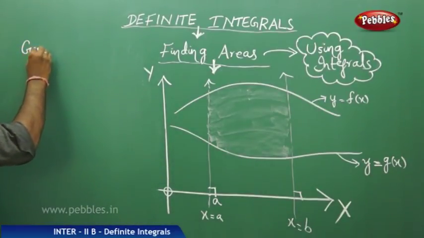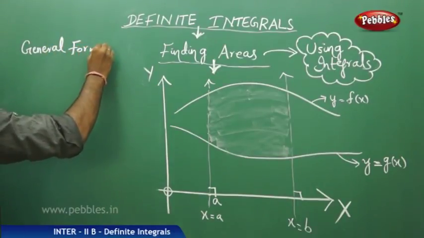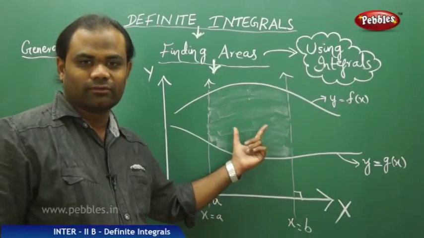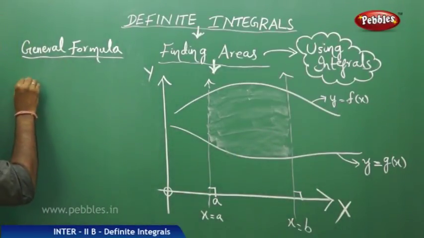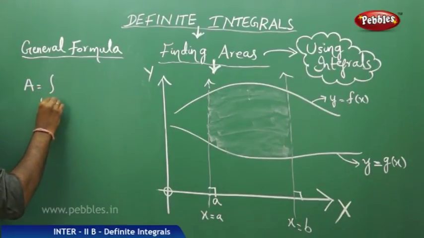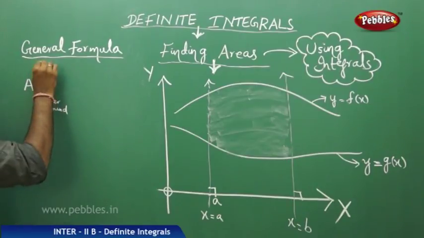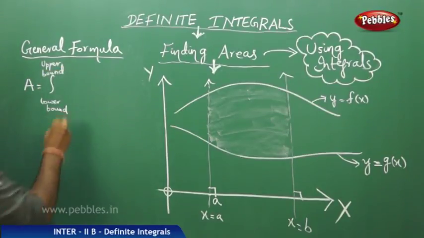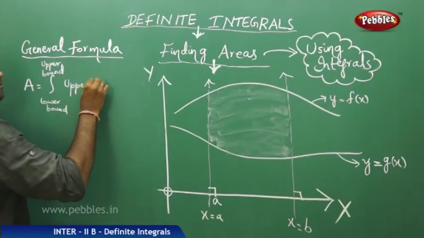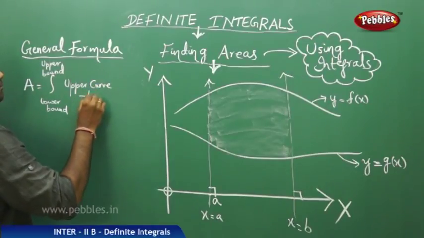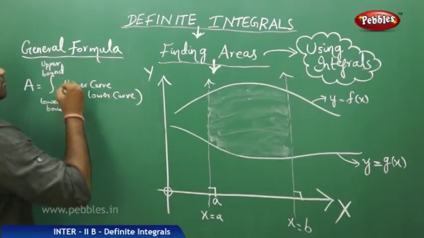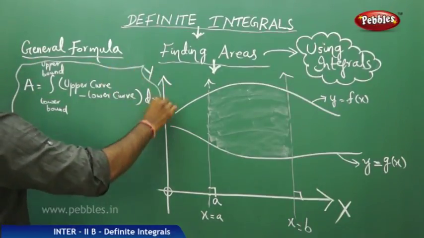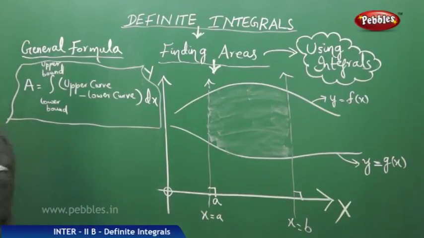That is, in general, area under the curve or area between two curves or the area of this shaded region is memorized as area equals integral lower bound, and here comes upper bound, and here comes upper curve minus lower curve of dx, is how we memorize the formula for area between two curves using definite integrals.